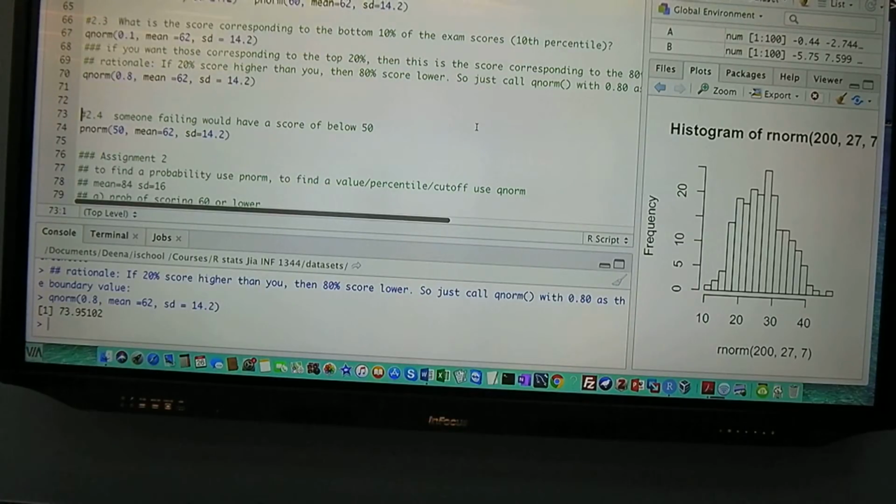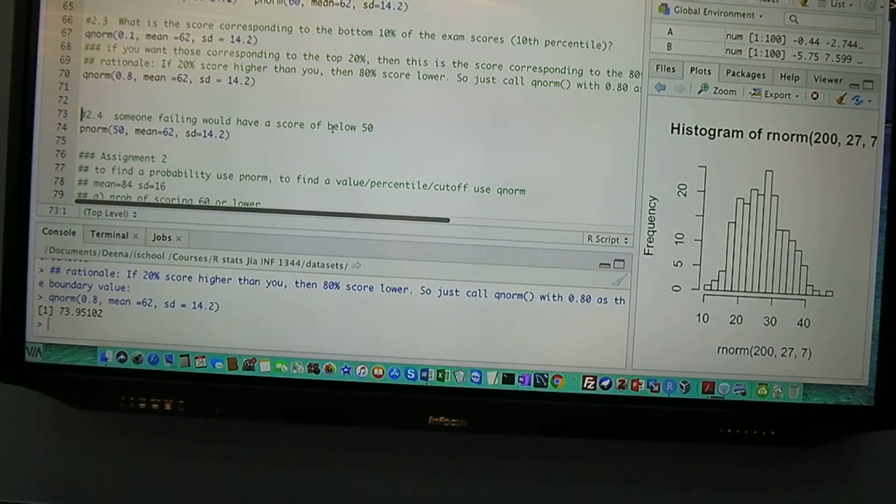The last thing is, what is the probability that someone would fail? So failing is what? Like what is the score below which usually you fail? 50, okay? So basically I'm asking what is the probability that someone would get a score under 50. And this is easy again. Probability, which command? P norm, and my x here would be 50 because I'm asking below 50.